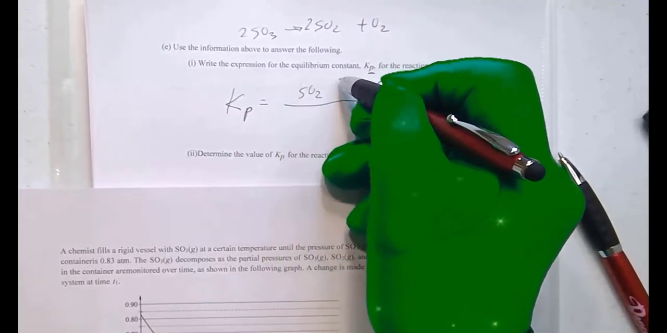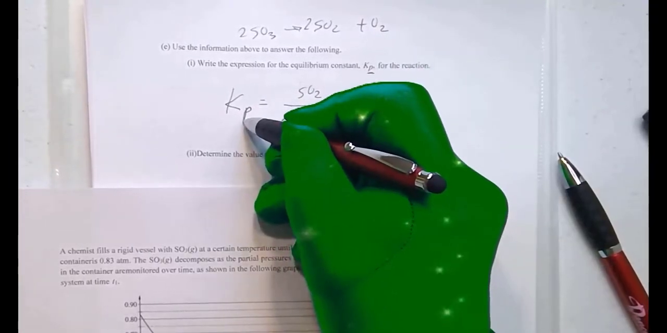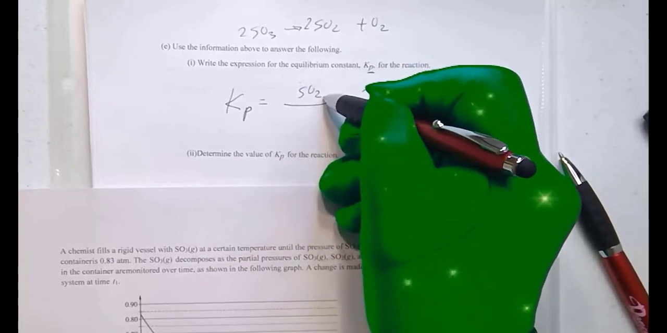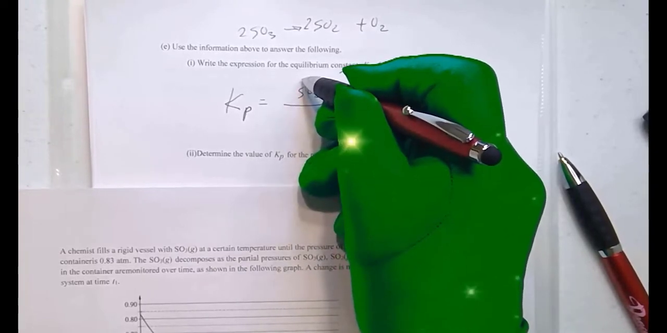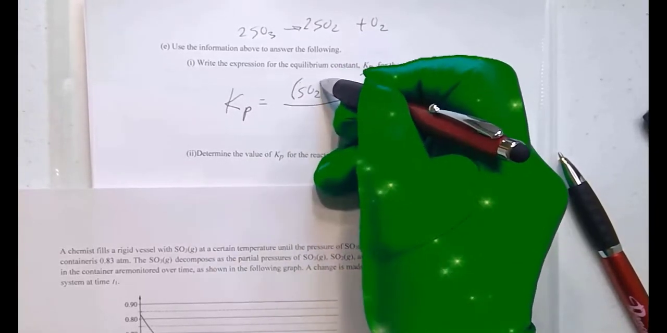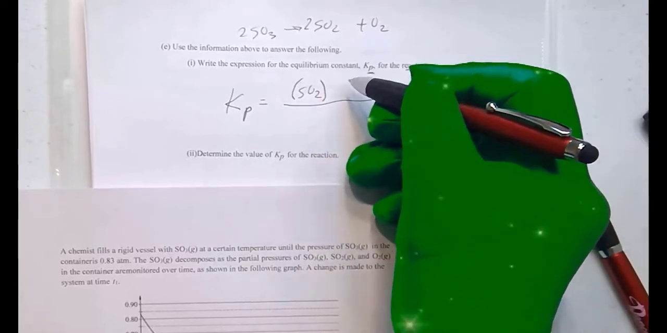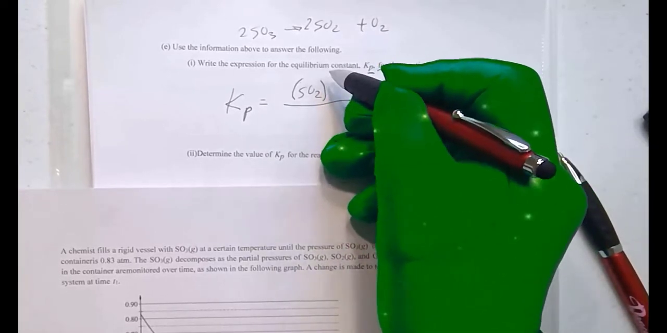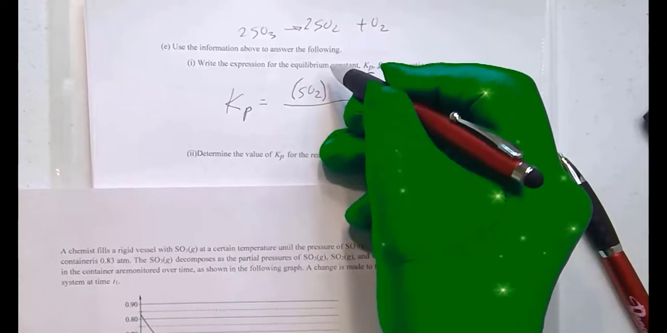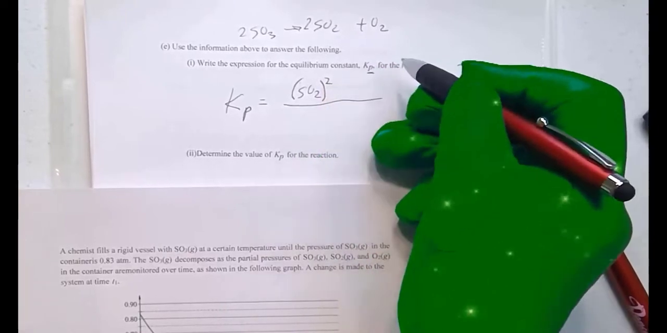Products, SO2. Now, this is gas pressure. You don't put brackets. Bracket stands for molar concentration. So we have to use parentheses. In fact, that's the trap that's going to mess a lot of people up on this. Well, that's good. They're going to mess up. I'm not going to. Neither are you.